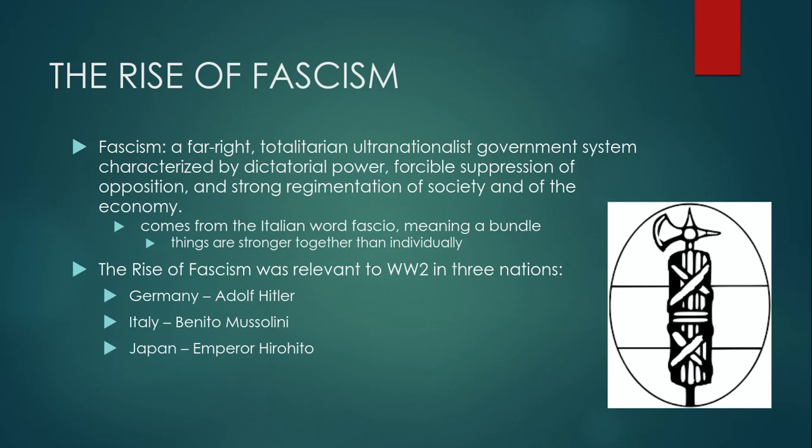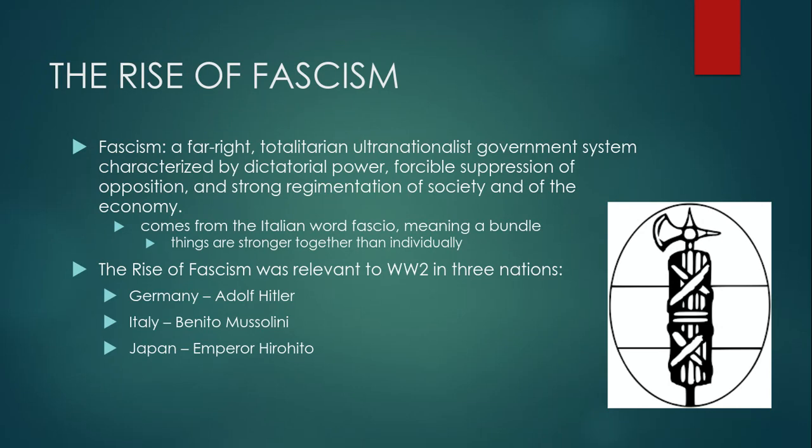rise of fascism. So fascism is a far-right, totalitarian, ultranationalist government system characterized by dictatorial power, forcible suppression of opposition, and strong regimentation of society and the economy. Now, this comes from the Italian word fascio, which means a bundle. So like in this picture you see, things are stronger when they are bundled together than individually. It's easy to break one twig, but put a bunch of them together and they're much stronger.